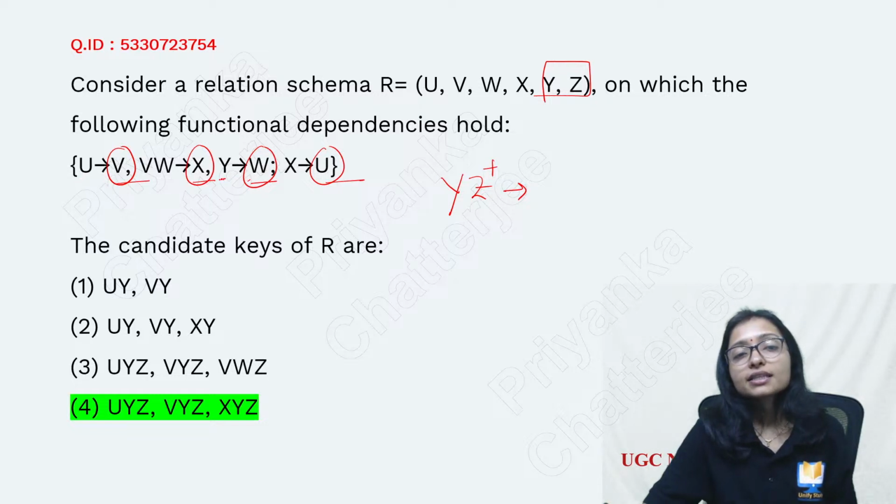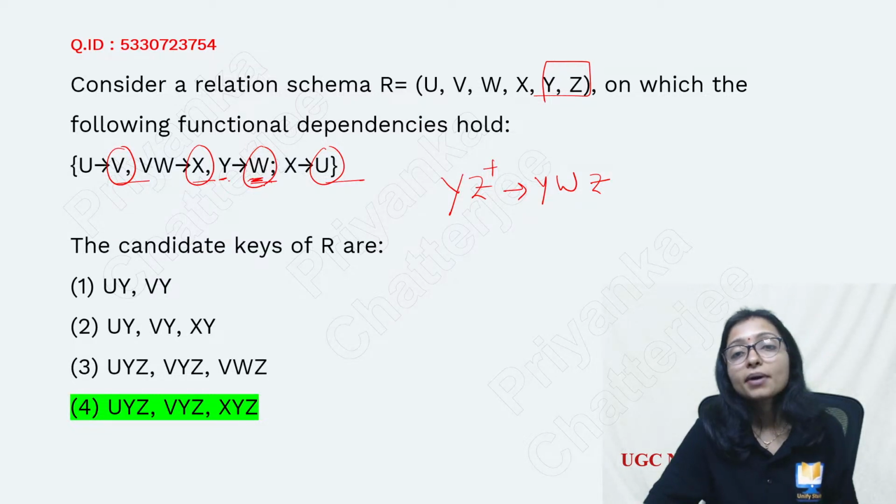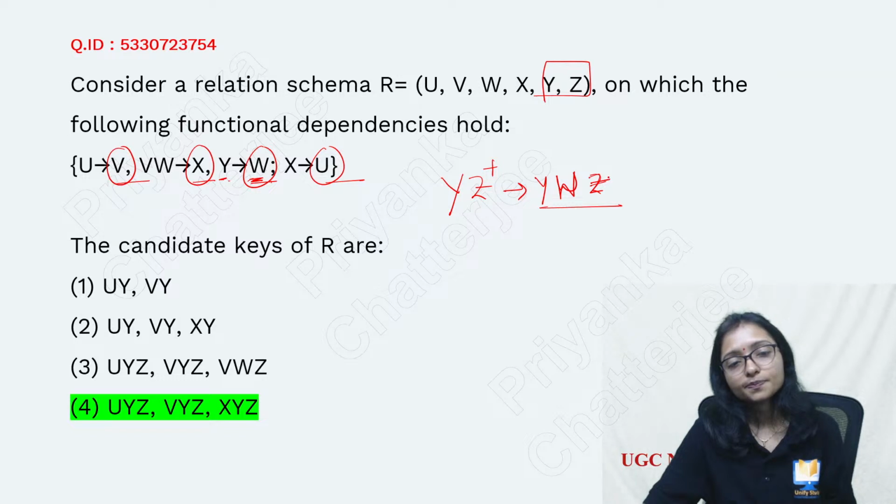Through Y I can determine W, means Y then W. After that you can determine Z, already Z is coming. Then from Y, W you have already determined, and from here can you determine any other thing? You cannot. These are only coming. But I have to find out so that everyone should come.